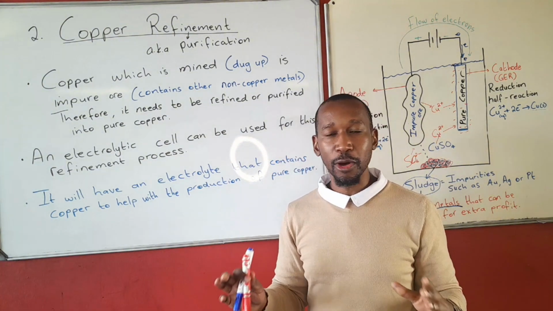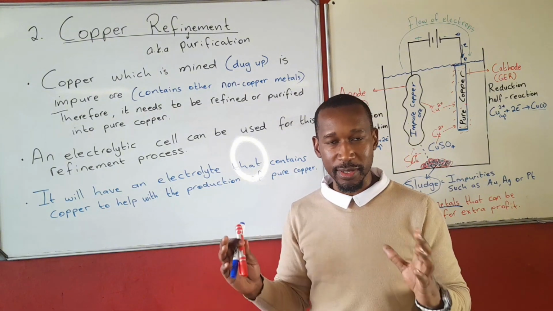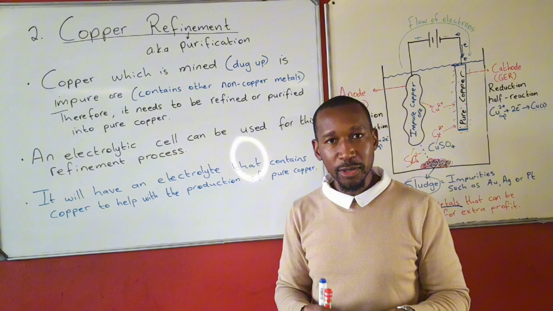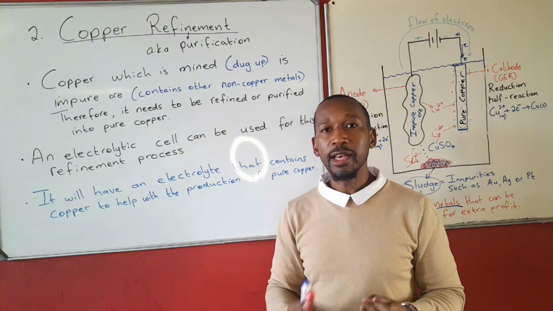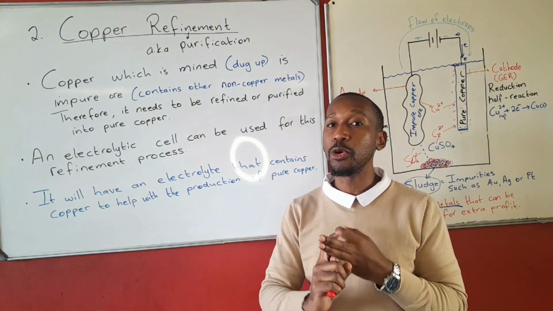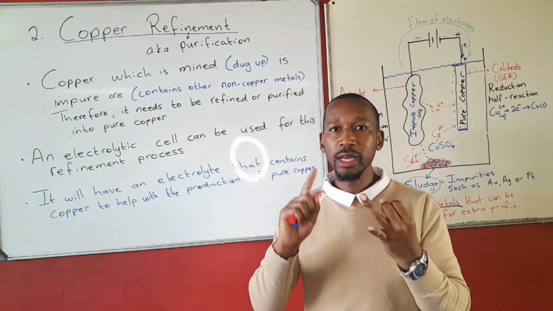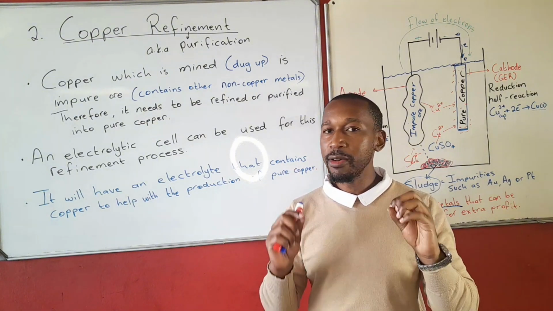So that is it for copper refinement. Just go through the components of the cell, understand how it functions, and also understand the importance of the sludge that is formed and where it comes from, as well as the metals that it can contain. It's very important. Gold, silver, platinum, all of them very, very valuable.